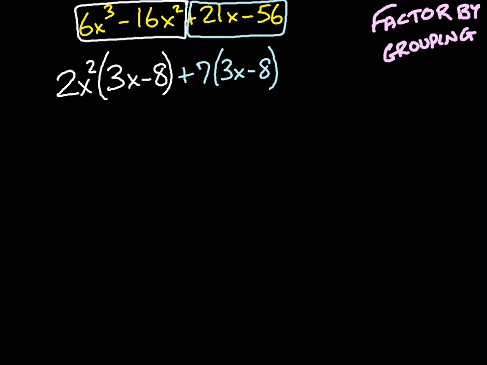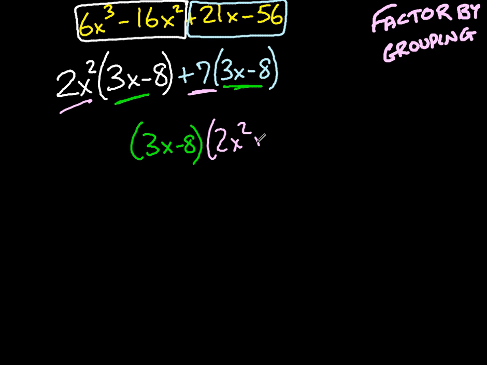And again, this should look very familiar because we have two terms that are left behind. They should be the exact same. That's one of your factors. The two terms that were pulled out, the 2x squared plus 7, becomes your other factored term. So this is how you factor by grouping.